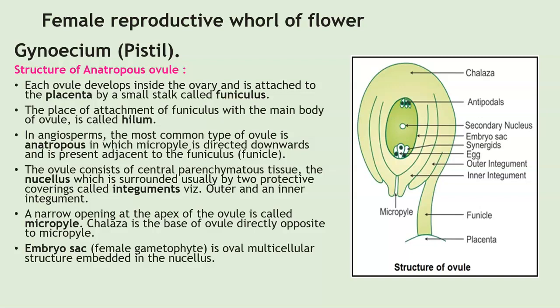Now, a typical carpel has three parts, which are the ovary, style, and stigma. The number of ovules in the ovary varies. For example, paddy, wheat, and mango are uniovulate, whereas tomato and ladyfinger are multiovulate. So now let us have a look at the structure of an anatropous ovule.